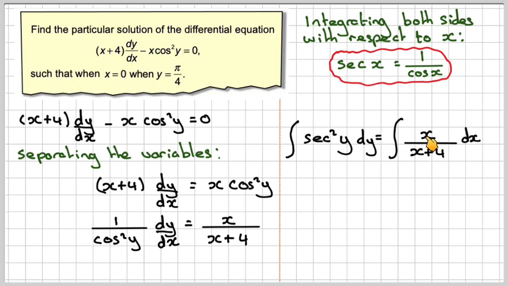Now you should recognise this as an improper algebraic fraction because the powers of x are the same. If the power of x in the numerator is more than or the same as the highest power in the denominator, it is considered to be an improper algebraic fraction. And therefore you need to divide first.